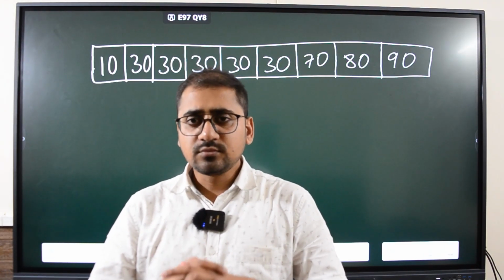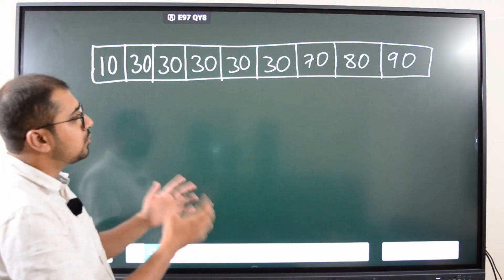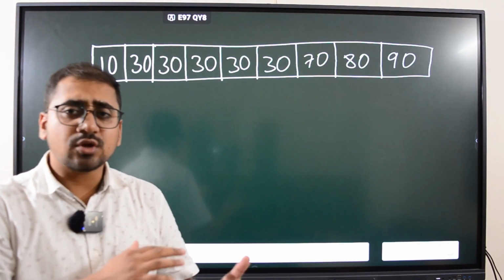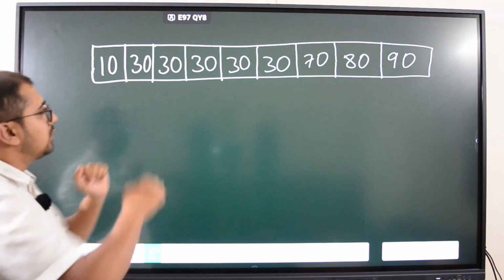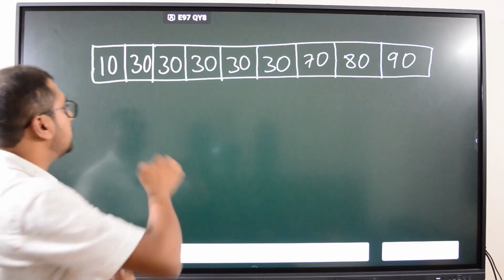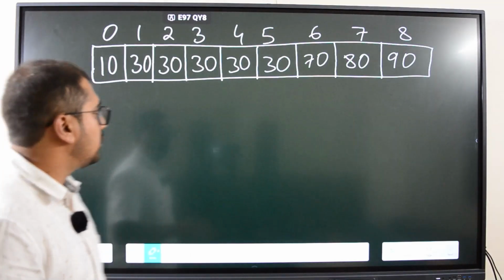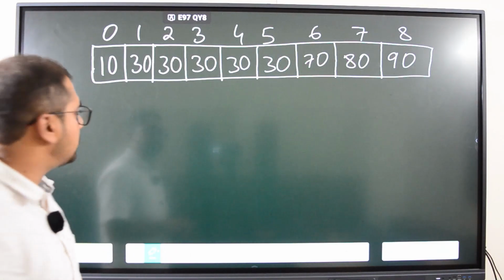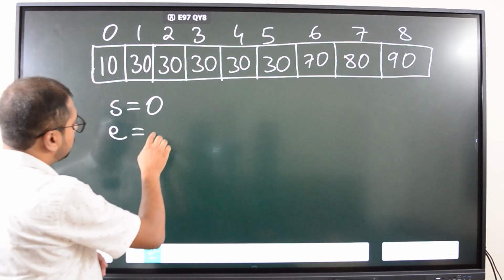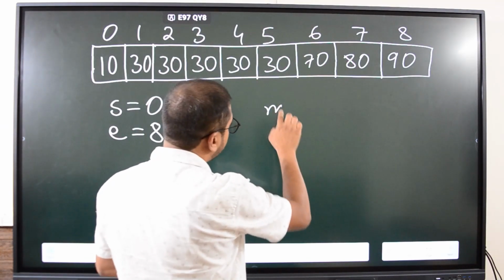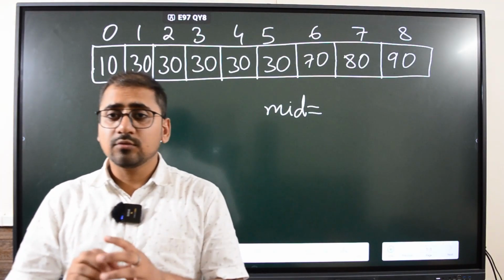So let's start here. I have taken the same example that I took for the previous case, find first occurrence, where we got the first occurrence at index 1 for the target 30. Here also we have the target as 30, and everything remains the same. We are going to apply binary search. We have the start index equal to 0 and the end index equal to 8, and here also we are going to find the mid. Everything is the same, but where is the difference?